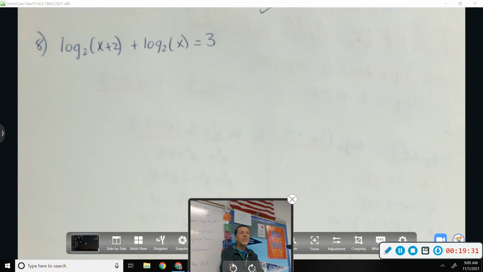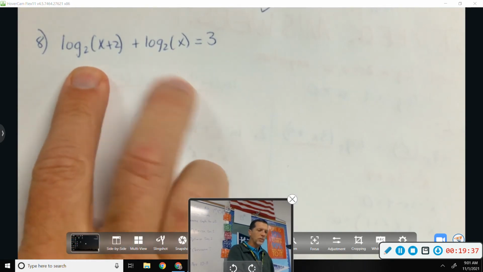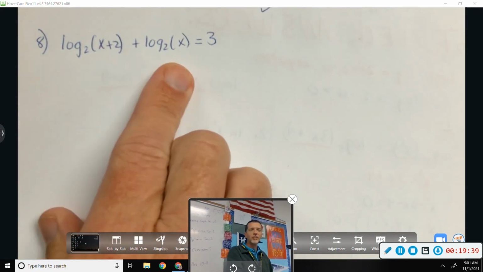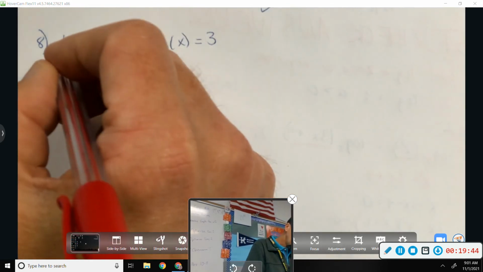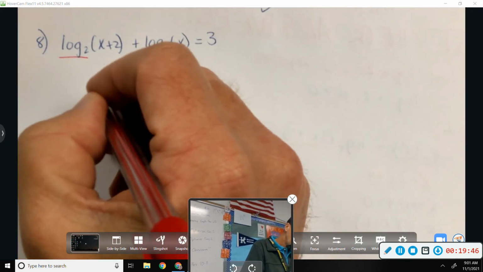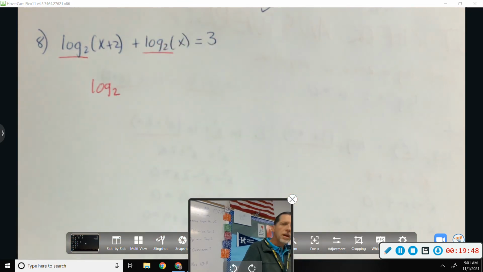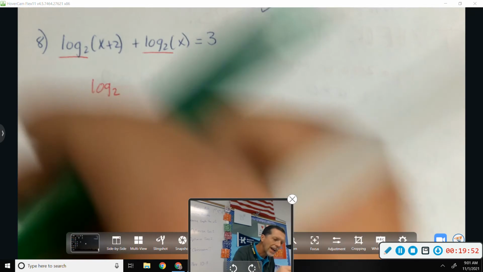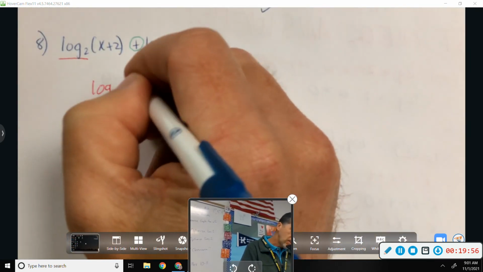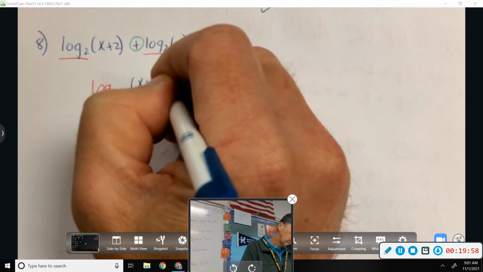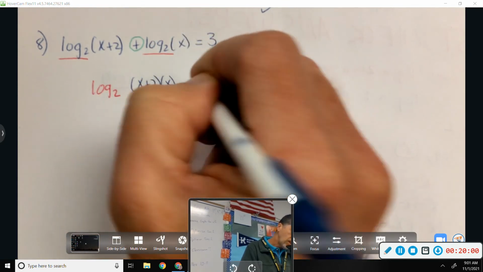I would like to condense that into one log so that I can do the fish hook. I can't fish hook now, because who am I fish hooking off of? So let's condense them into one. How do I combine? If we're adding logs, we will multiply their arguments. So x plus 2 times x equals 3.